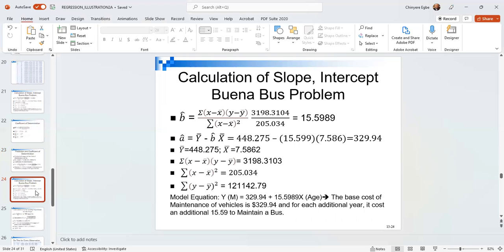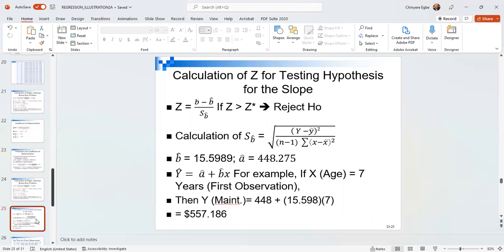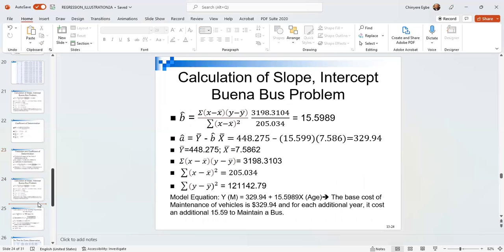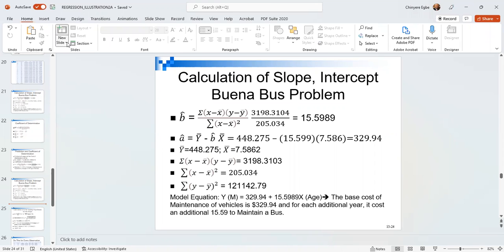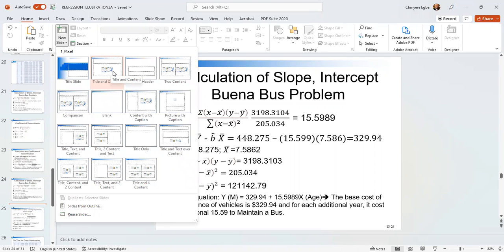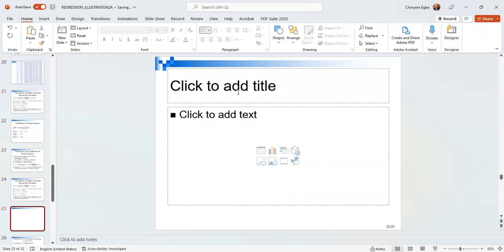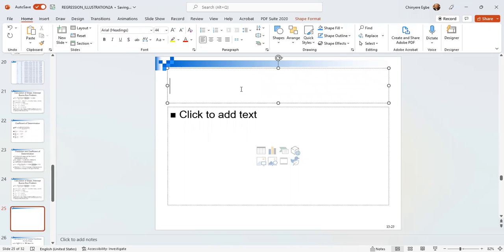Okay, so this is where we solve the problem to get the model equation. All right. So now we are going to ask ourselves, is the relationship meaningful? All right. Does our estimate provide us information? So I'm going to just create a new heading. Okay, I'm going to call this test of hypothesis.